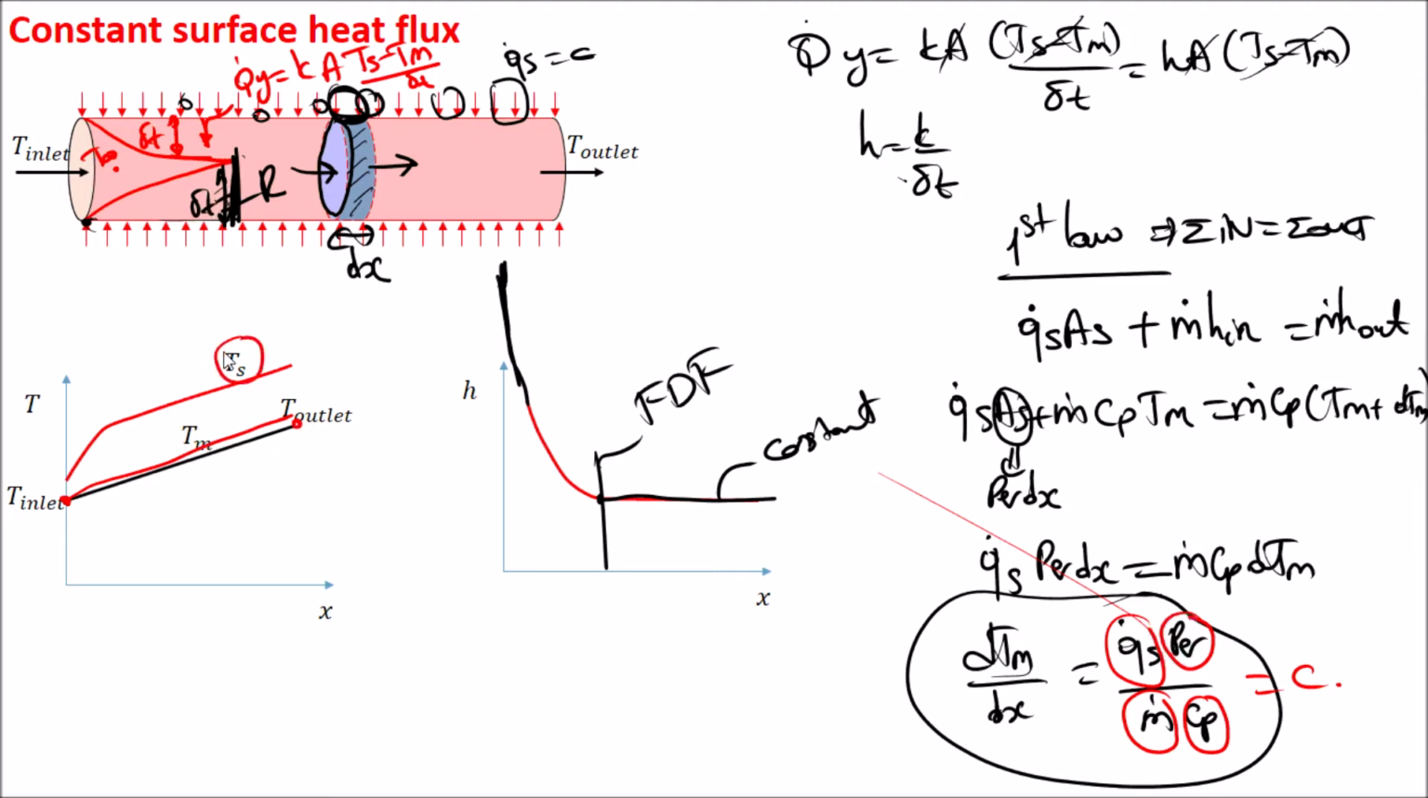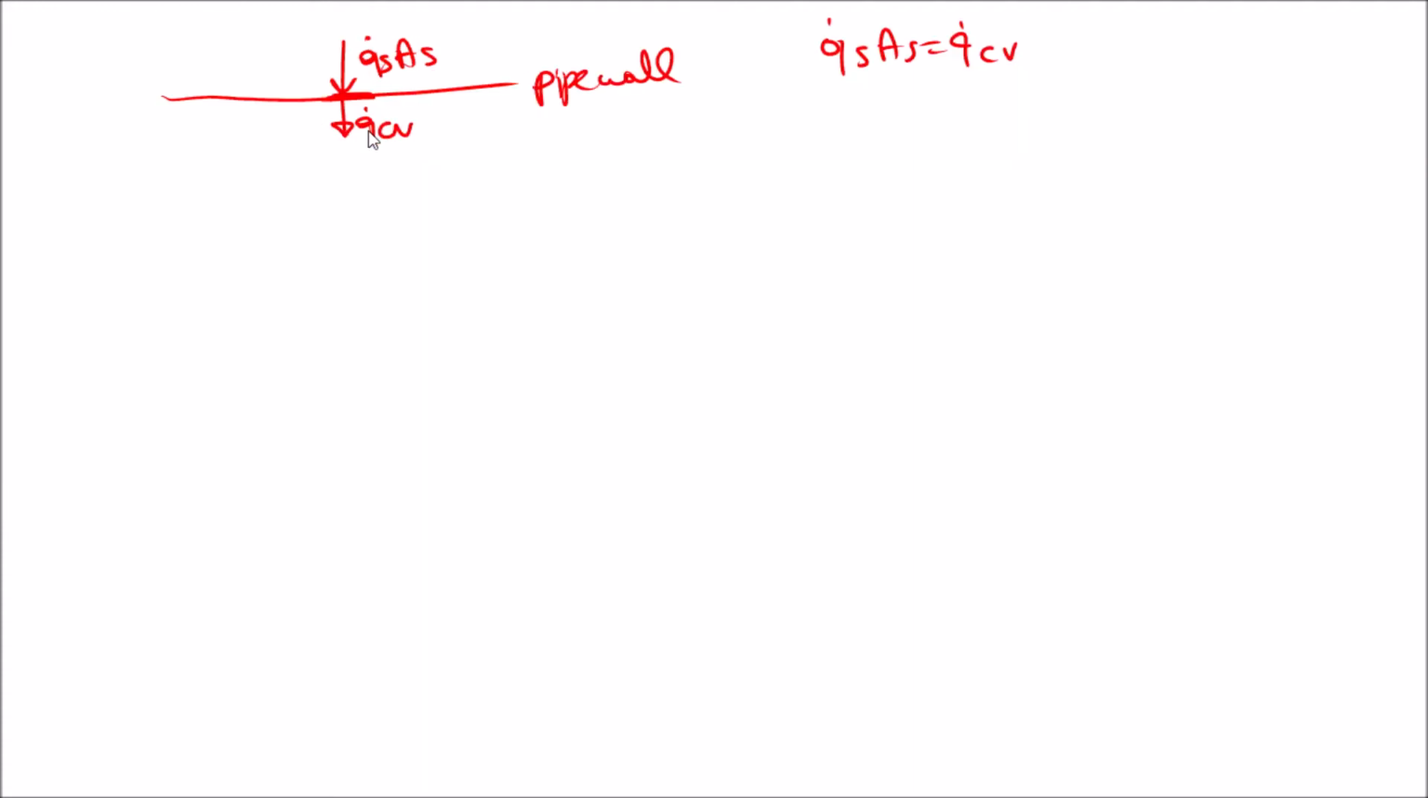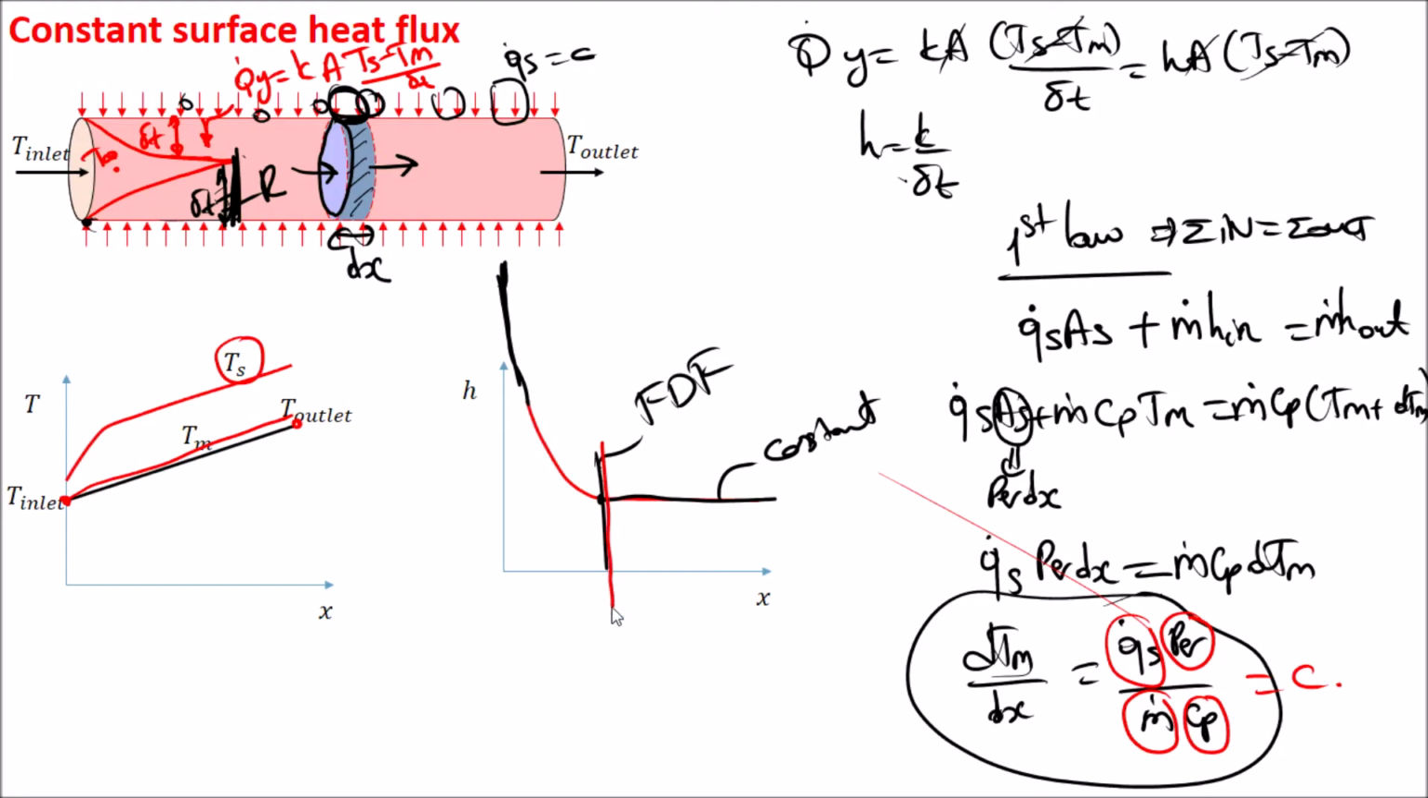Now we are looking for Ts. For Ts, we will do again the energy balance. I will take the pipe wall here. You have the q dot s As, and from this point on it becomes q dot convection. Q dot s As is exactly the same as q dot convection, because whatever falls on the pipe wall is transferred from the pipe wall into the fluid as convection, if you neglect the thickness of the pipe wall. Then q dot s times As will be equal to, instead of q dot convection, h As times Ts minus Tm. And from this chart we know that h is constant after fully developed flow.